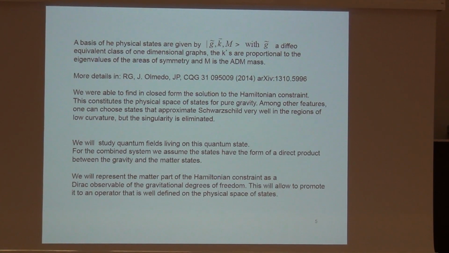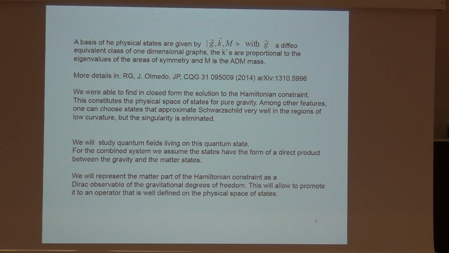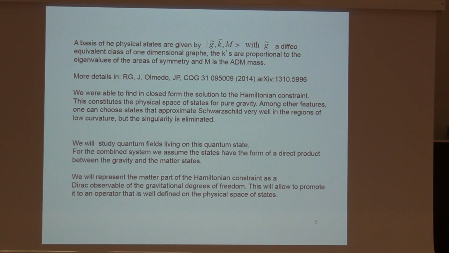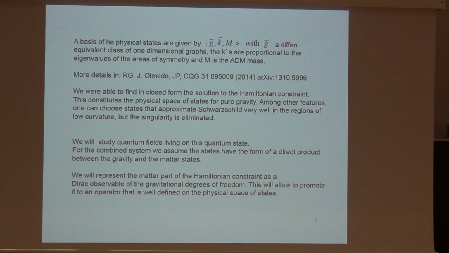But if you go into the black hole, into the regions where the curvature is large, you'll find a region where space-time is not well approximated by a classical geometry, but the theory is still well defined, and you can go through it and eliminate the singularity. So what we're going to do is take that quantum space-time that we have now, that doesn't have a singularity anymore, and put quantum fields to live on this quantum state.